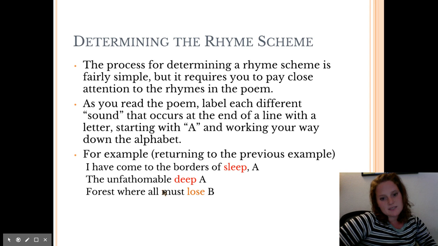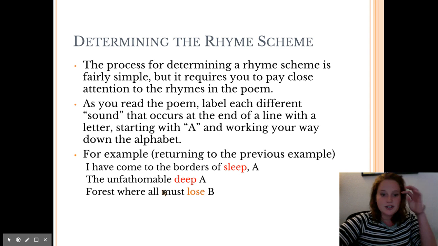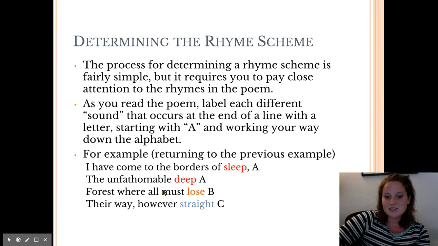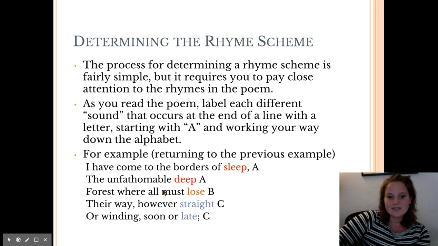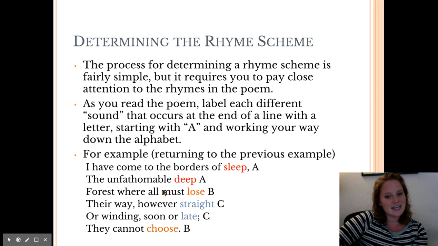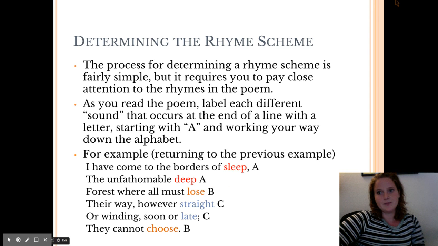You'd see "a forest where all must lose." That's a new sound, so it gets a B. "Their way, however, straight." Again, a new sound, it gets a C. "Or winding, soon or late." Same sound as the one before, so it also gets a C. Finally, "they cannot choose," but that's going back to lose. It rhymes with B.